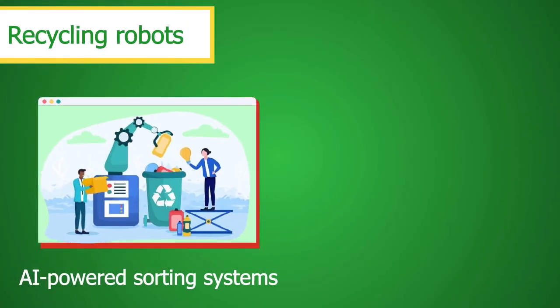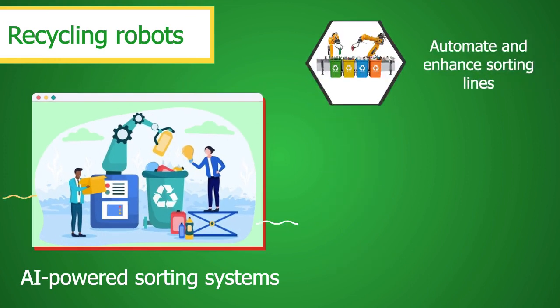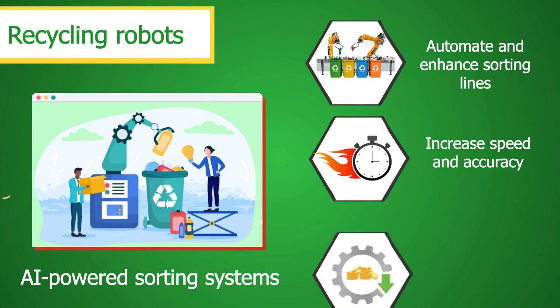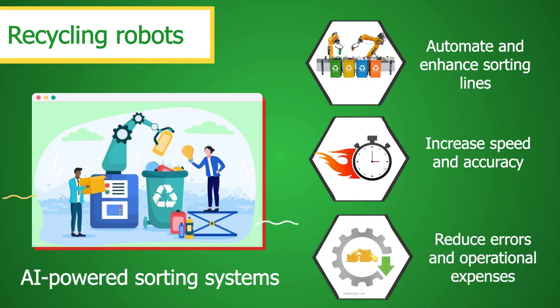Recycling robots. These are AI-powered sorting systems that help automate and enhance sorting lines, increasing speed and accuracy while reducing errors and operational expenses at materials recovery facilities.